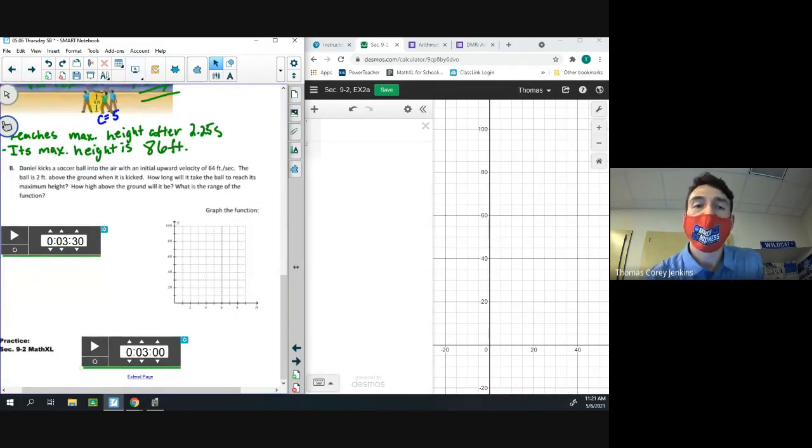All right, so it says, Daniel kicks a soccer ball into the air with an initial upward velocity of 64 feet per second. The ball is 2 foot above the ground when it is kicked. How long will it take the ball? And then it's the same question. How long to reach the max height? How far above the ground does it make it? And then what's the range? We'll do domain and range, okay?